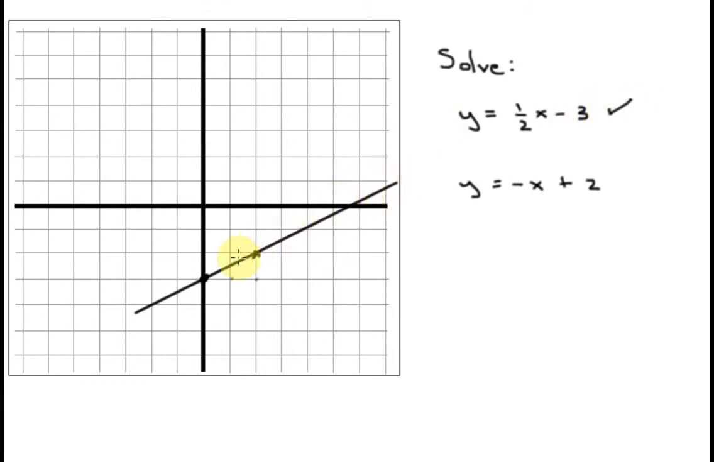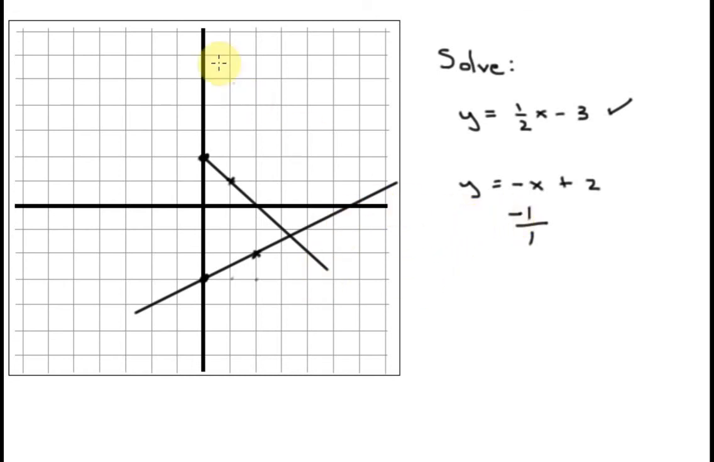Keep in mind these are all the points that make this equation true. Now I'm going to go ahead and graph the second equation. It has a y-intercept of positive 2 and a slope of negative 1. I'm going to think of that as negative 1 over 1, which tells me it has a drop of 1 with a run of 1. So let's draw that line. Alright, so there's the second line.